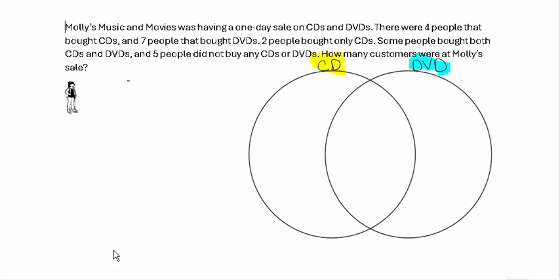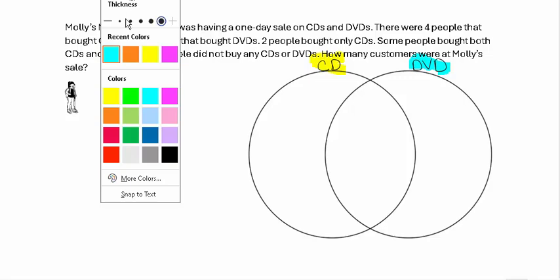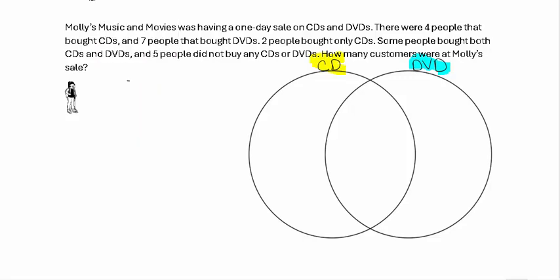So here we're going to work on that first step of find out. So it says, Molly's Music and Movies was having a one-day sale on CDs and DVDs. There were 4 people that bought CDs, 7 people that bought DVDs, 2 people that bought only CDs. Some people bought both CDs and DVDs, and 5 people did not buy anything. How many customers were at Molly's sale?